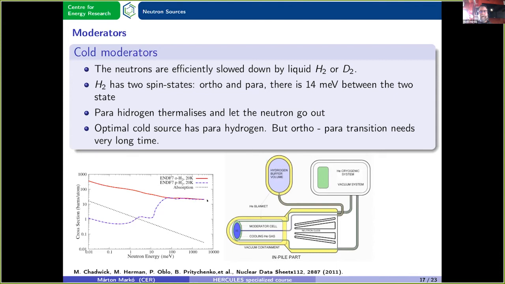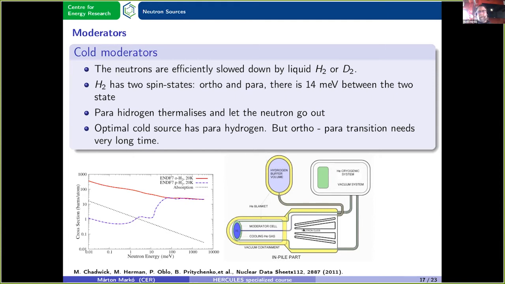If a neutron comes into the moderator, it will lose its energy also by scattering and by changing the state from ortho to para, and it can go out without any additional scattering if we have parahydrogen in the cell. So it cools down and then lets out the neutrons in this direction. Sorry, there are the guides.